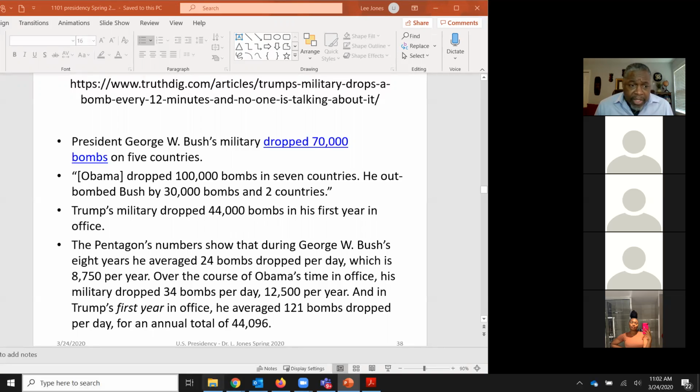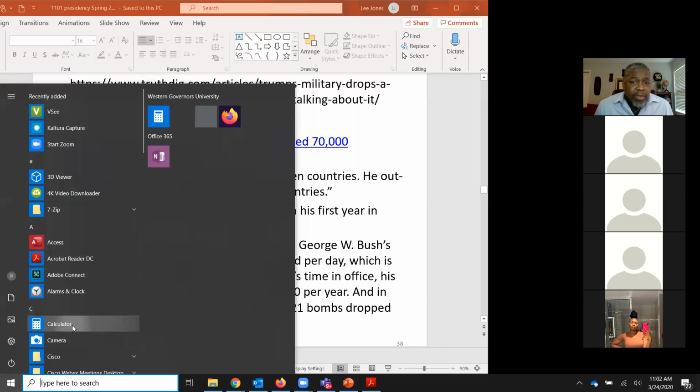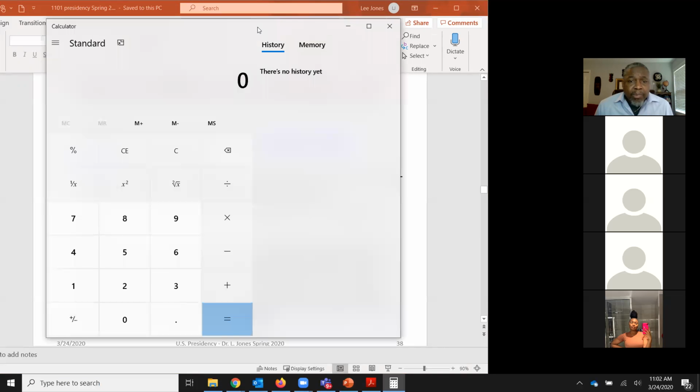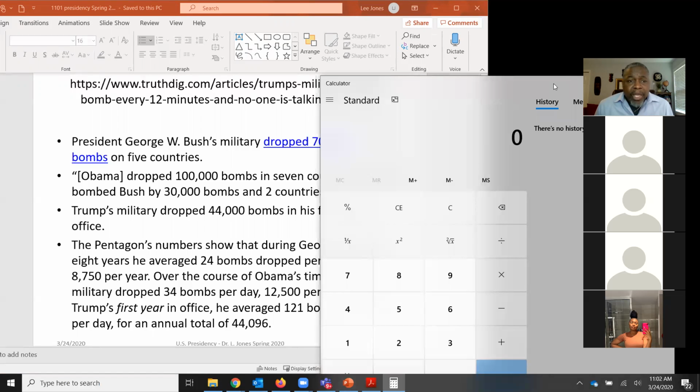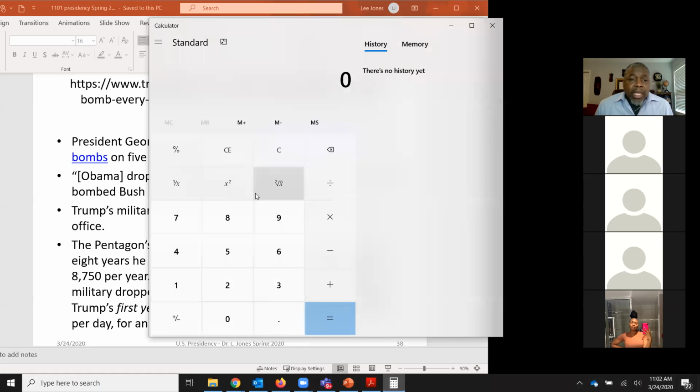In 2017, the military under Trump dropped 44,000 bombs. Now, let's compare, right? Bush president for 8 years, 70,000. Obama president for 8 years, 100,000. If Trump does nothing but keeps up the current bombing levels and he stays president for 8 years, 44,000 times 8, all right, that's not right.